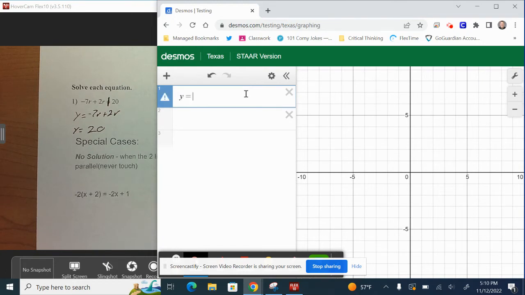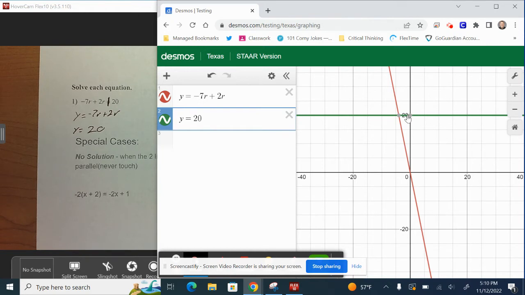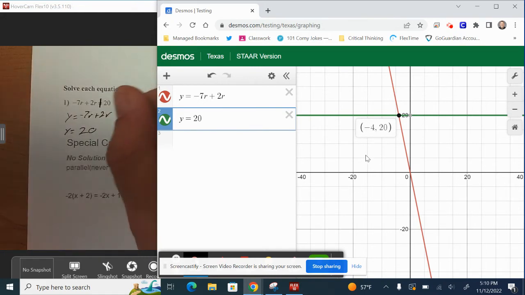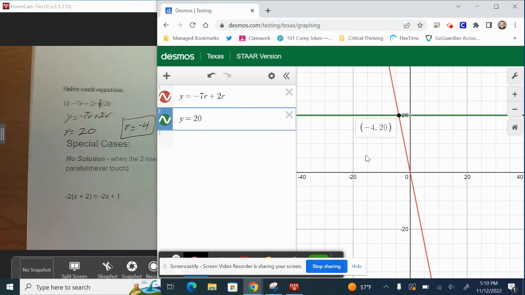Y equals negative 7r plus 2r. Now the next one. Y equals 20. Oops. Misclick. That green line went away. That's all right. We just got to zoom out a bit because we got to go all the way up to y of 20. I look, my 2 lines, my red and my green cross. I click there. We're given the point, negative 4, 20. We only want the x value. We only want that first one. So on our paper, we're going to do r equals negative 4.